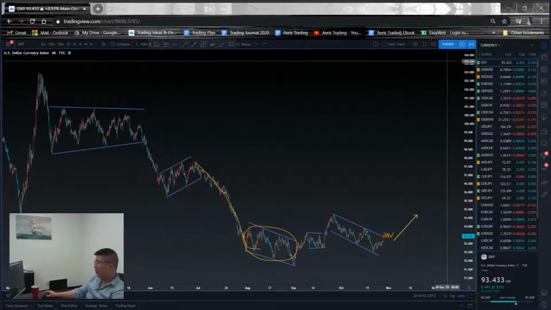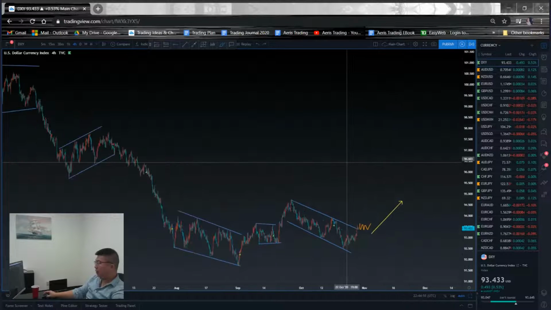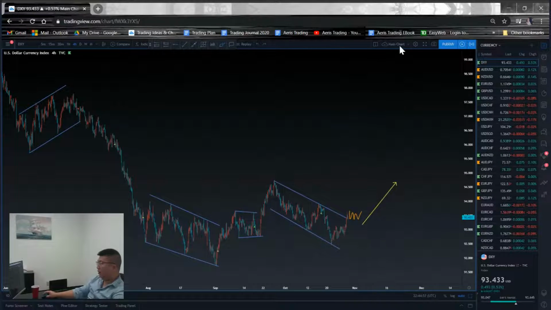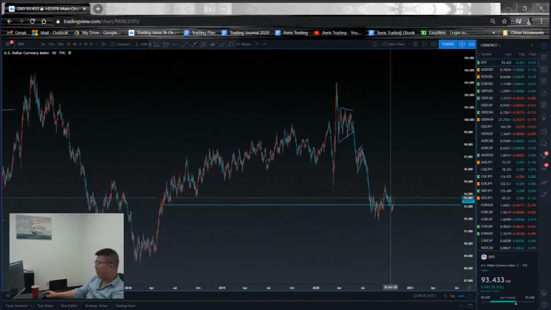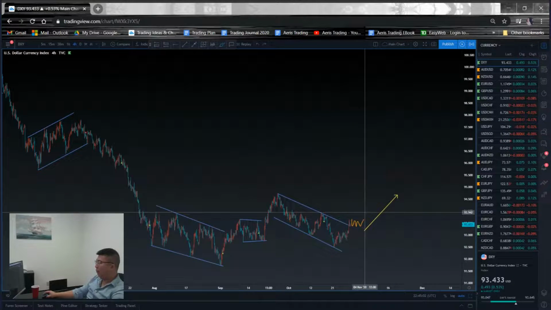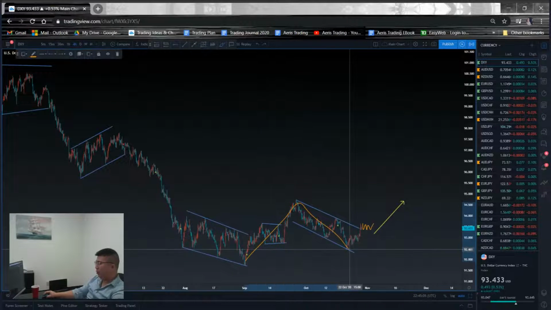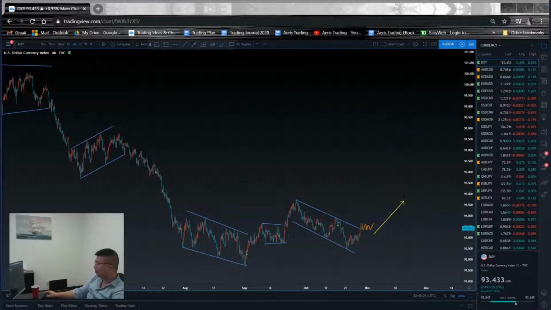Same thing with a few of the dollar pairs that I just went over. So that's what I see on the dollar index in terms of multi-time frame analysis. I like the higher time frame, that it's stalling here, and the lower time frame is showing potential bullish opportunities. So that is the dollar index.